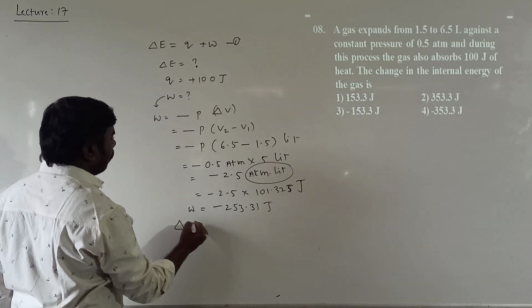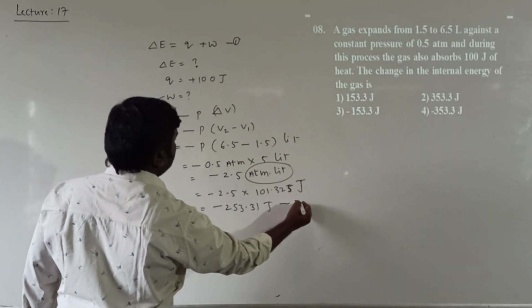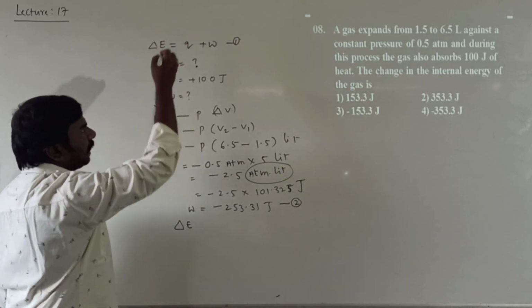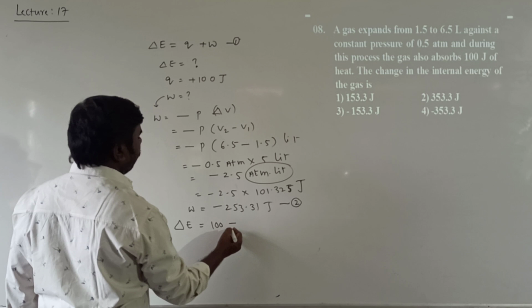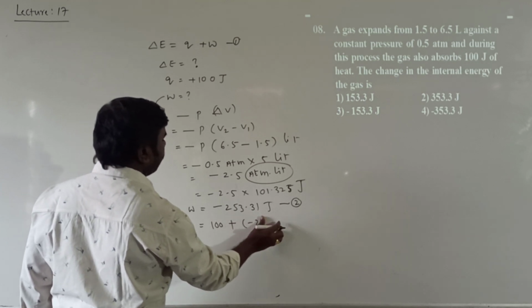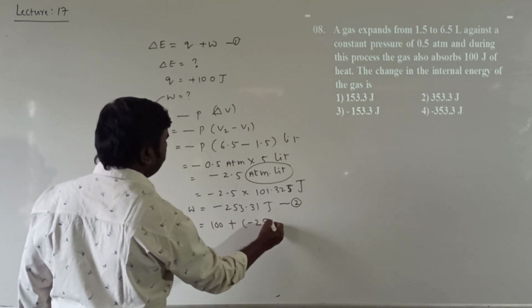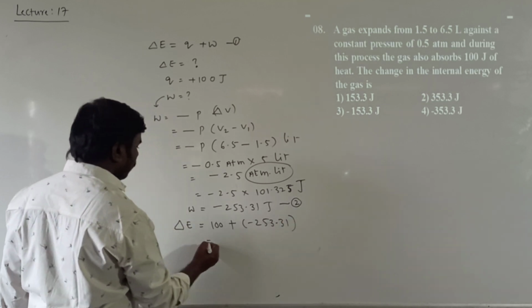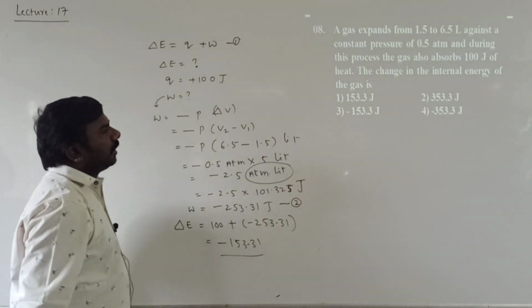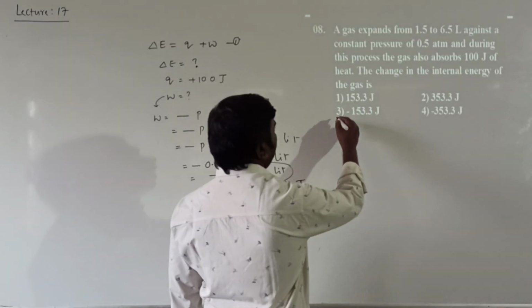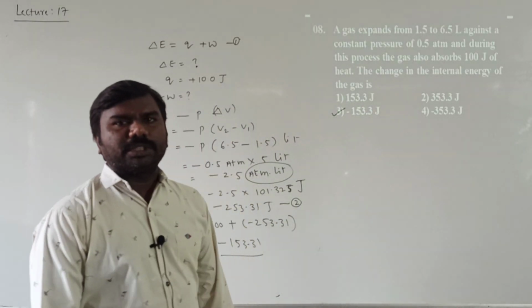Delta E is equal to, this is 2. 2 will be substituted in 1. That is Q, 100, plus minus 253.31 joules. Then it is minus 153.31 joules. The answer is minus 153.3. That is the third option. Okay.